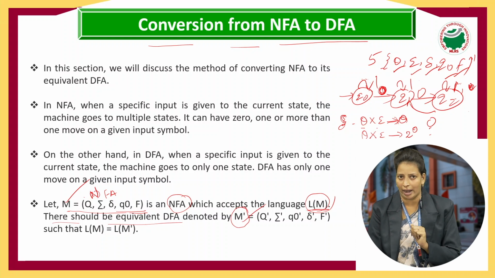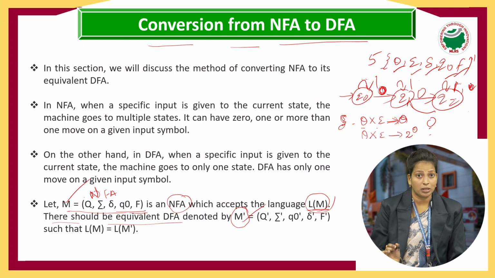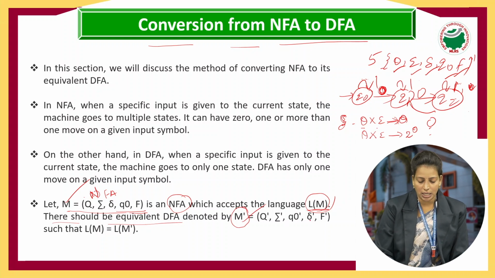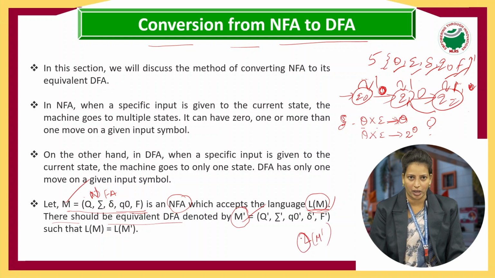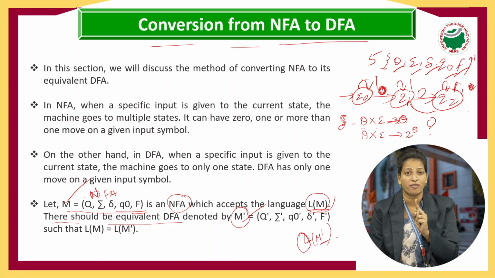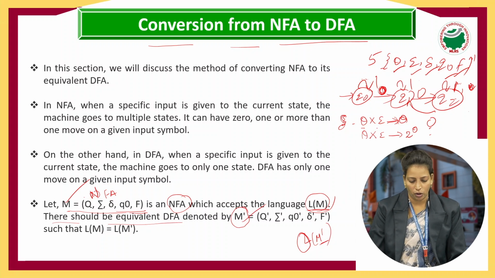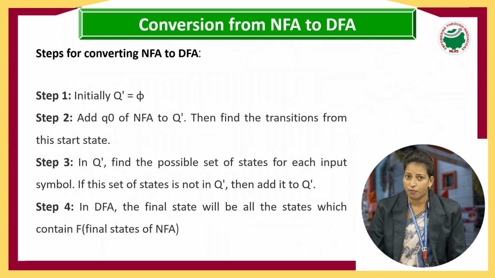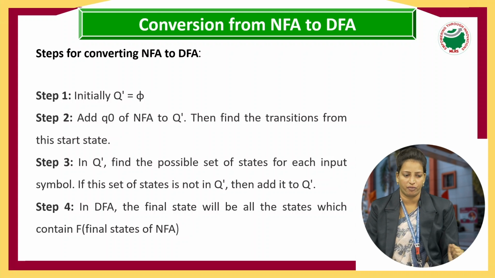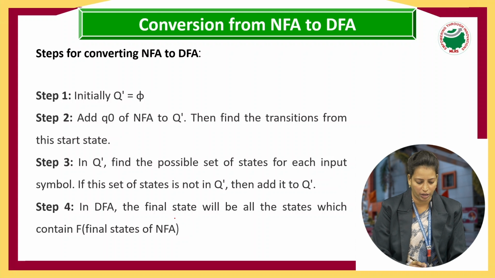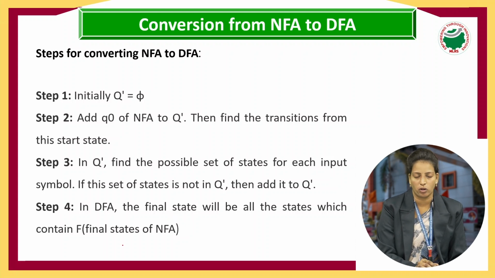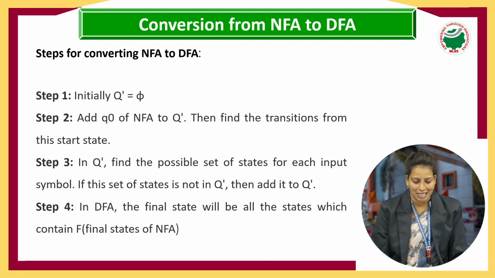The DFA also contains 5 tuples Q, sigma, delta, Q naught and F, such that the language is represented by L of M dash. L indicates language, and M dash indicates the DFA representation. Right? So our concept is conversion from NFA to DFA. These are the steps to follow to convert NFA to DFA. In total, how many steps are we following? 4 steps. Step 1, initially Q dash equals phi.